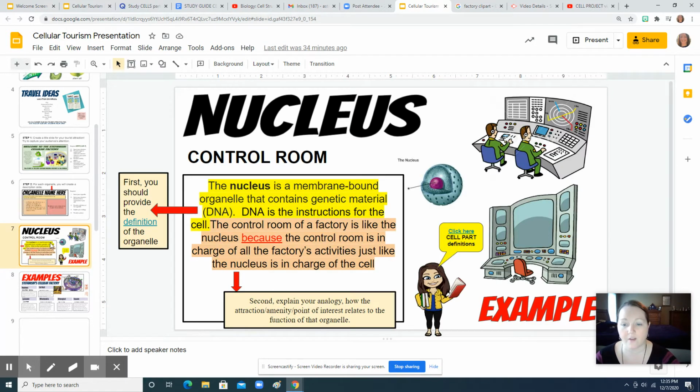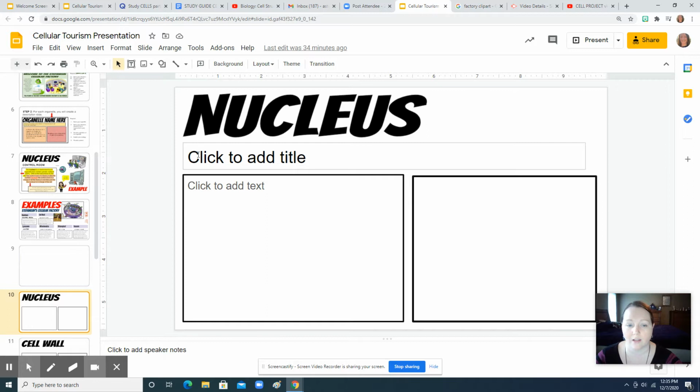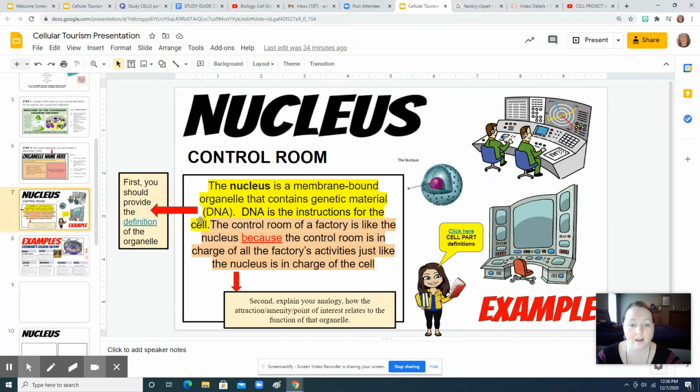I have chosen a factory for my location. So here's an example of what this slide is going to look like. You can see you have a nucleus labeled already. You're going to compare it to a location in your chosen location you have picked for this project, and there are 2 additional boxes. Looking at my example, you can see first I want you to fill out and describe the definition of that organelle.